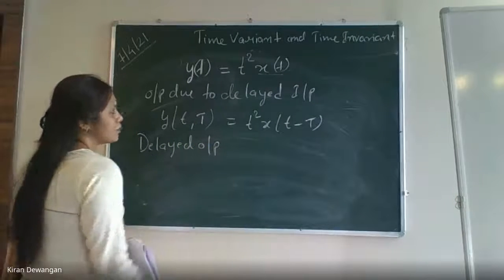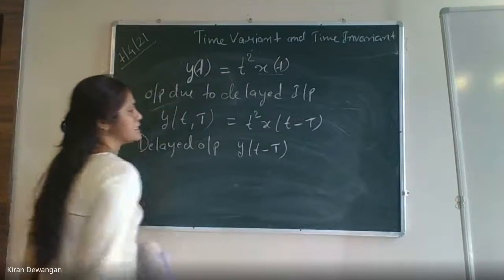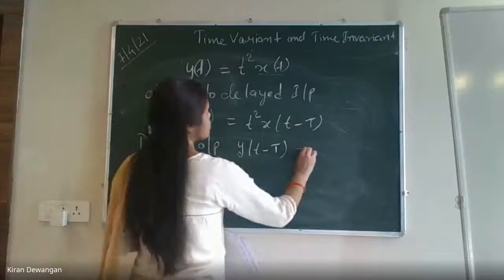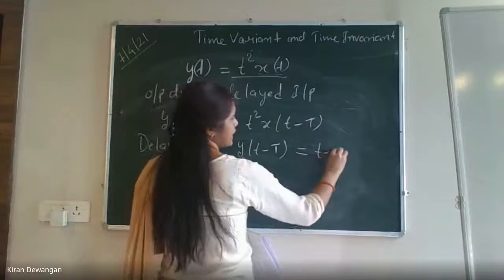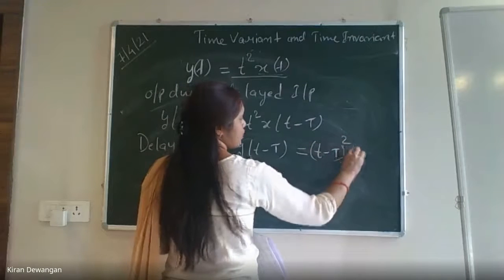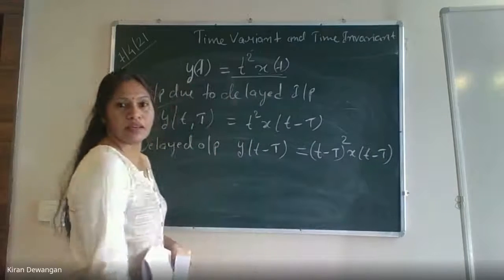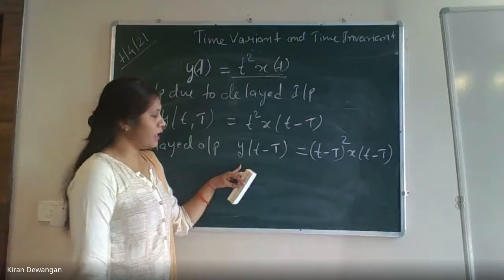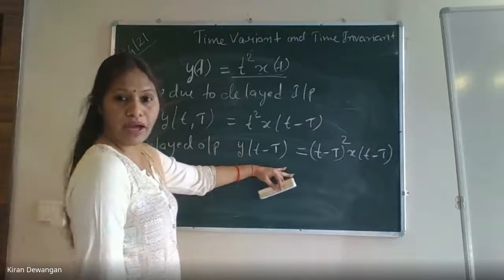Delayed output, that means y of t minus T. Wherever we have t, it will be t minus T. This will be actually y of t, which is t square x of t, so this will be (t minus T) square x of t minus T. Is that right? Everyone, if we have to delay the output itself, we are delaying the output: y of t minus T.